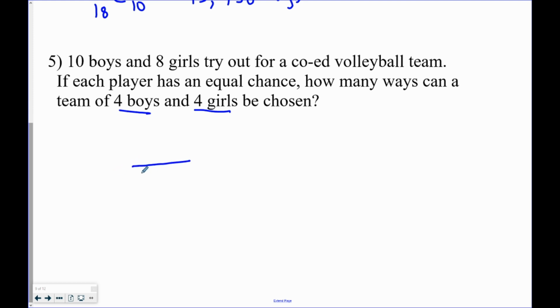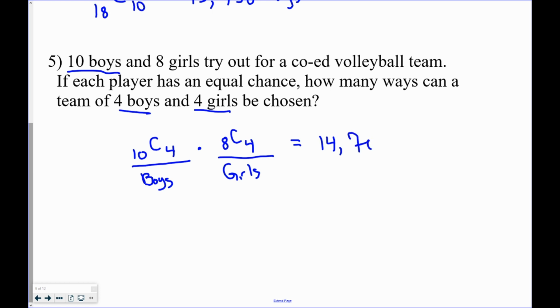So what I recommend you do is, okay, I'm going to choose my boys, and then I'm going to choose my girls. So for the boys, you got to look at specifically just the boys. There's 10, and we're choosing 4 of them. Times, there's 8 girls, and we're choosing 4 of them. So calculate these separately, multiply them together, and you'll get 14,700 different teams. Wow. So when you don't get chosen for that team, wow, you had a lot of chances.